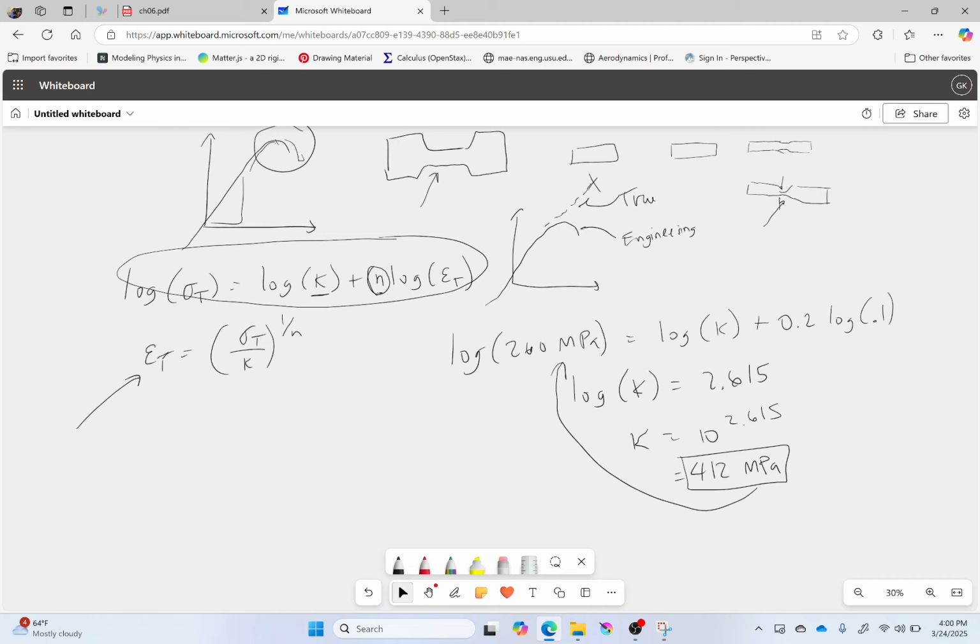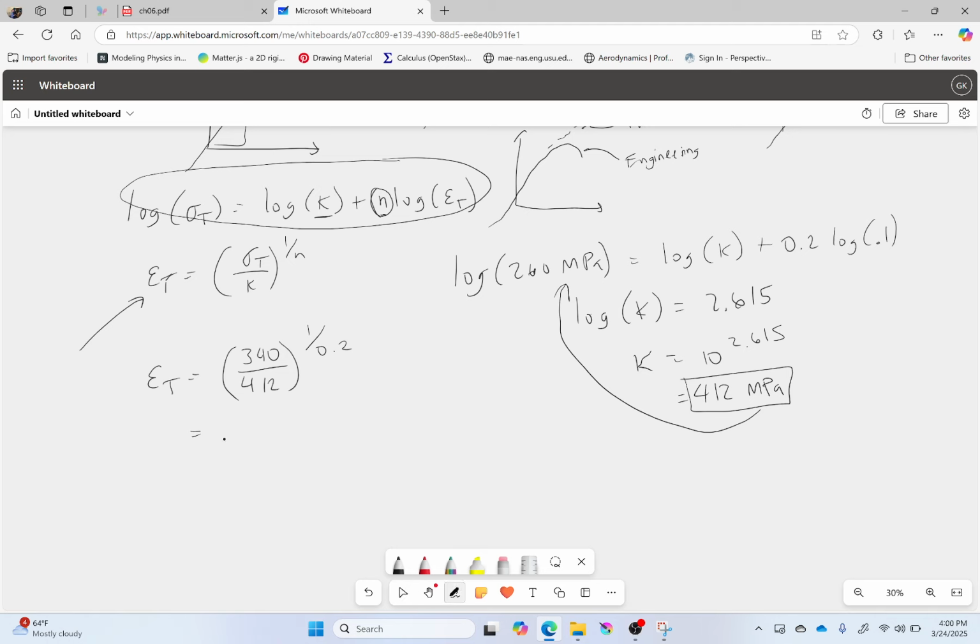Okay, so we have K, we have N, which means we can go back and find our true strain for our second situation. It says, what is the true strain when we have a true stress equal to 340 megapascals? So 340 over 412. I'm leaving off the units because they're the same and would cancel. To the power of 1 over 0.2. Plugging that into my calculator, it comes out to be 0.382. These are huge strains because these are huge stresses, and I'm at a point where it's really about to break. But that's okay, it's good for us to know.